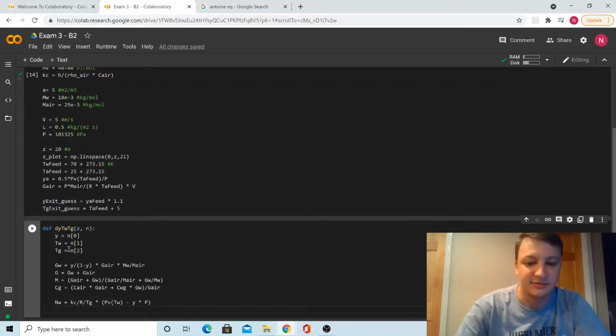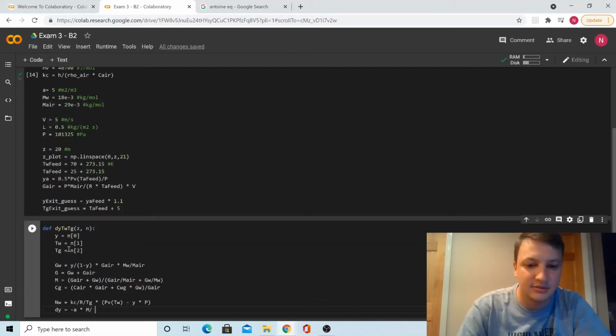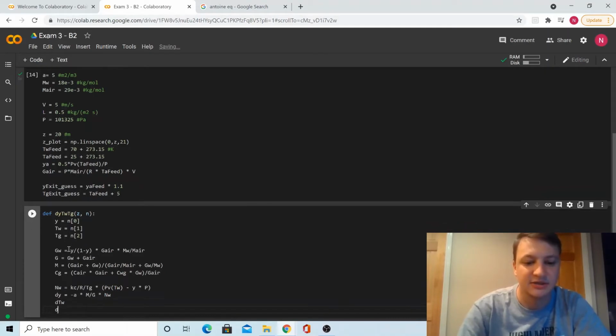Now, having that, we can go into the change in the mole fraction, which is equal to our derived equation from earlier, which is the negative packing area times average molecular weight, which is then divided by the gas flow rate average times the earlier described mass flow rate. After that, we have the change in the temperature of water and change in the temperature of gas.